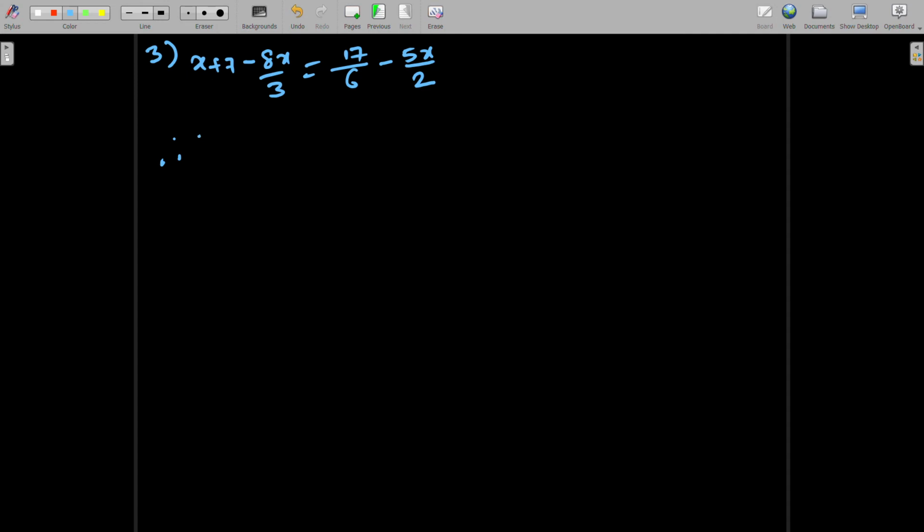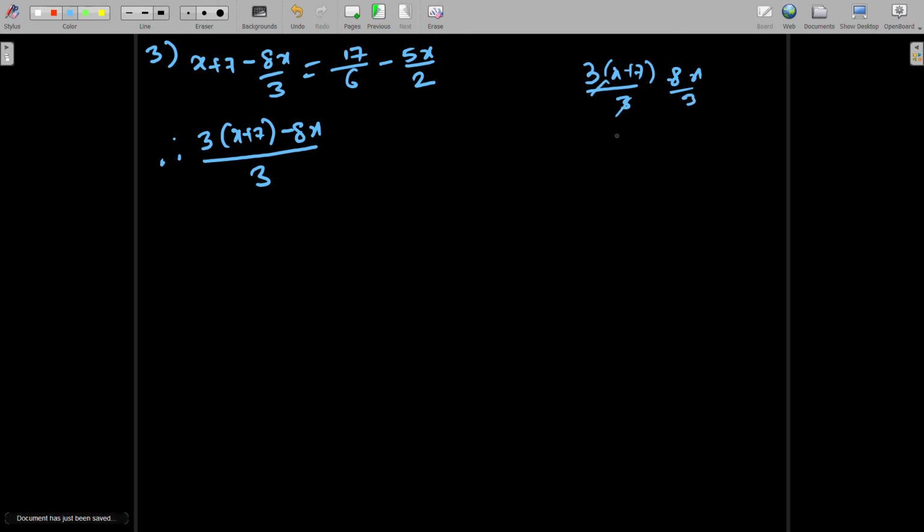So what I will do is, I will multiply 3 into x plus 7 minus 8x divided by 3, right? When you separate it, it will become 3 into x plus 7 divided by 3 minus 8x by 3. So 3 and 3 cancel, and again your equation is x plus 7 minus 8 by 3 x, right? So the equation doesn't change. What we are doing is just arranging the terms to make sure that the equation is solved easily. Got it?